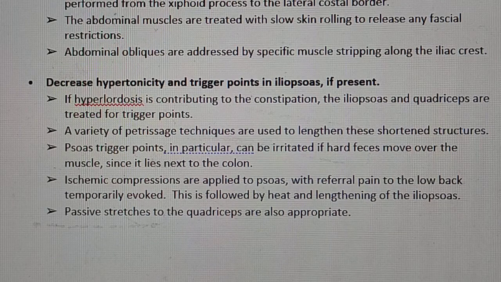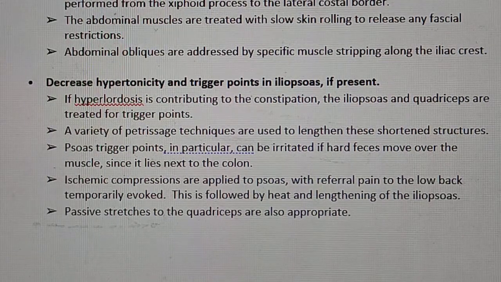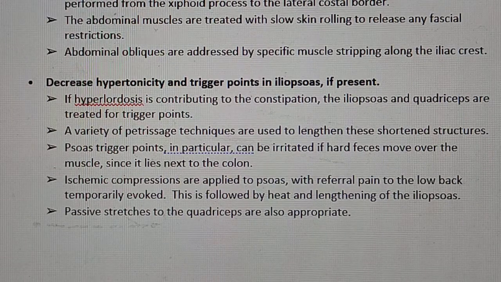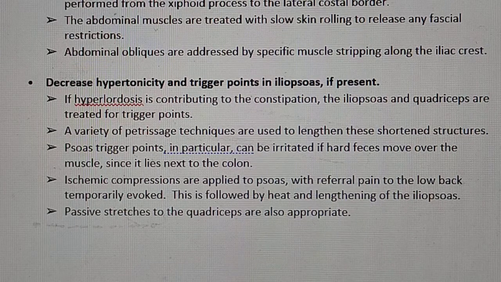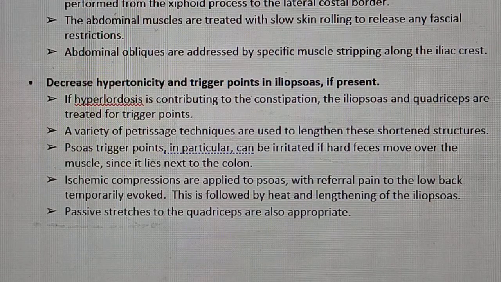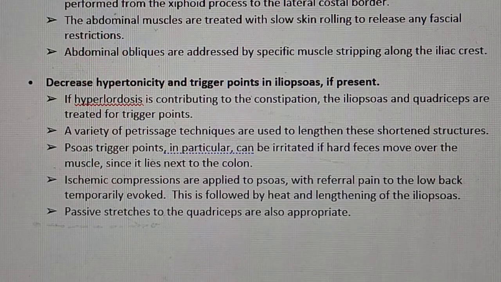Next is to decrease hypertonicity and trigger points in the iliopsoas if present. Hypertonicity, you have to decrease tightness of the muscles, the iliopsoas muscles, which are located on the inner side of the hip area. It originates from all of the lumbar spine vertebrae, and it inserts or attaches to the greater trochanter of the femur bone, the upper part of the femur. So you're gonna loosen up the muscles there, and the trigger points of these muscles as well.